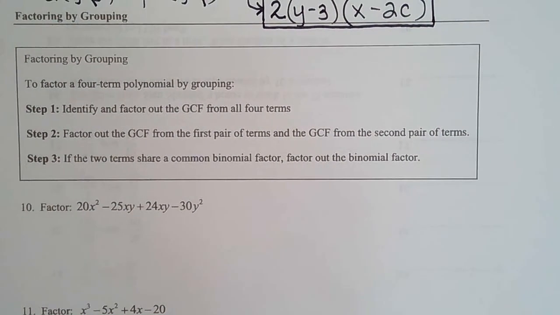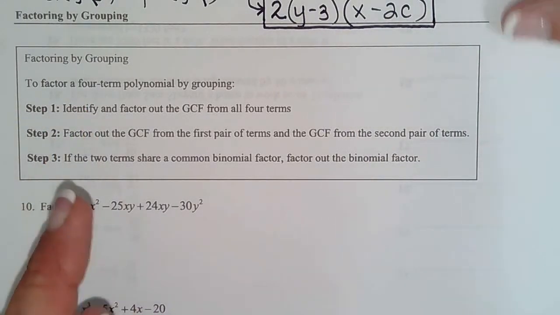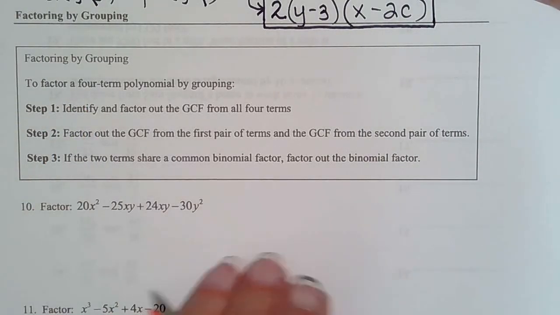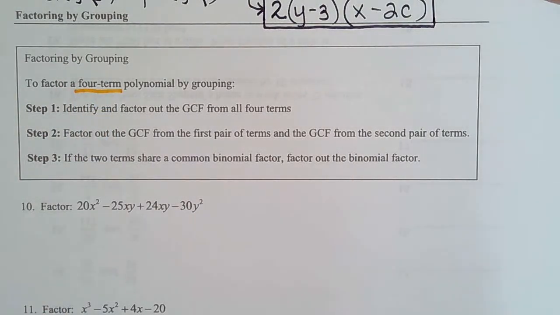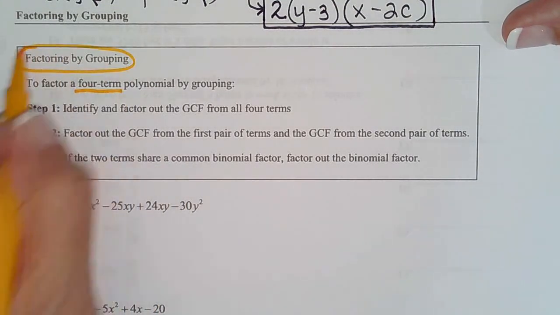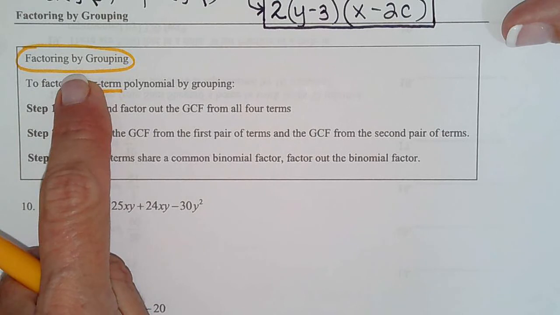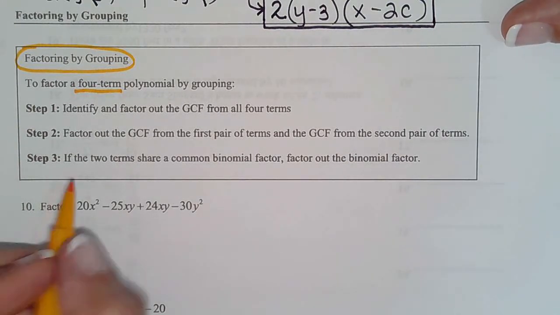A lot of times. So how do I know to do grouping? Well, in other classes, you could do it with 4 terms, 6 terms, 8 terms. For our class, we just concentrate on 4 terms. So the minute you see 4 terms, that's the only method of factoring we have for 4 terms. The only one. So when I count 4 terms, I go, oh, this is a grouping problem.